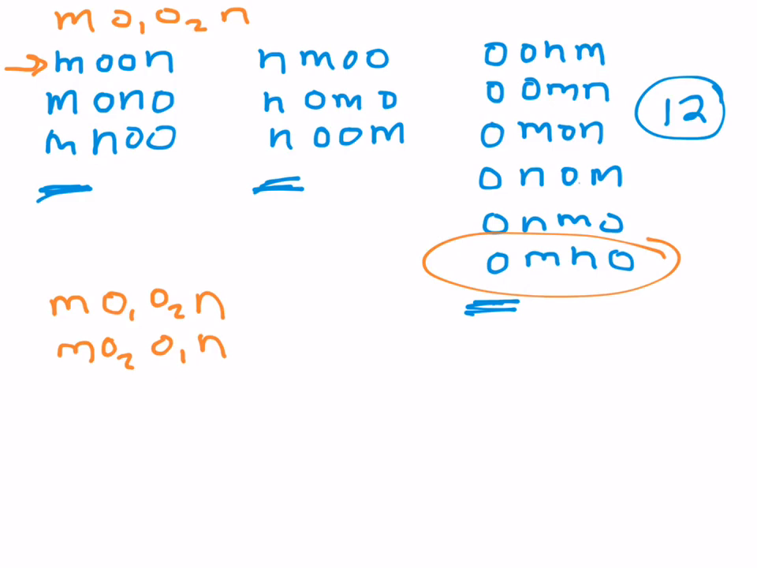Like this very last one, this might be O1 and then O2 at the end, and in that case I would not have listed O2, M, N, O1. So switching the O's would give 12 more passwords.